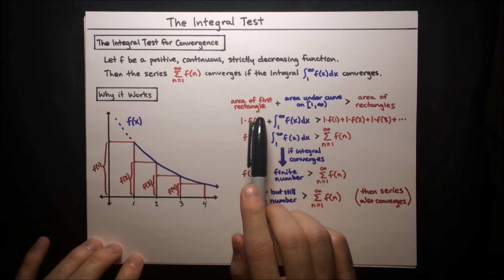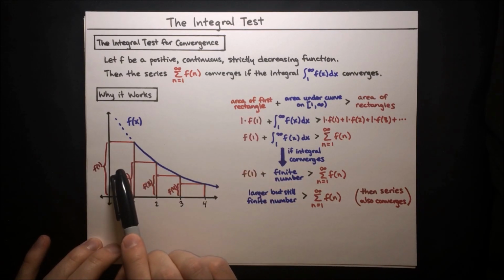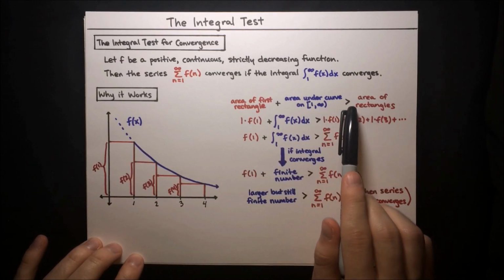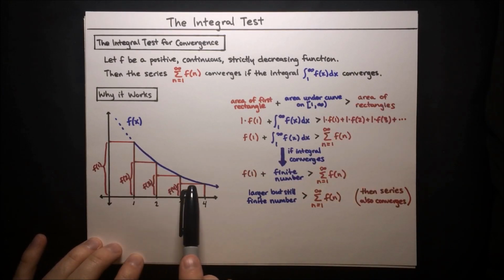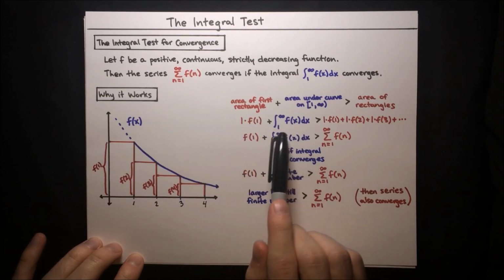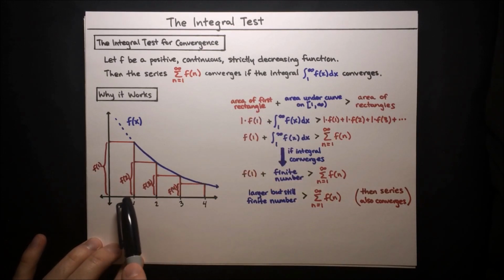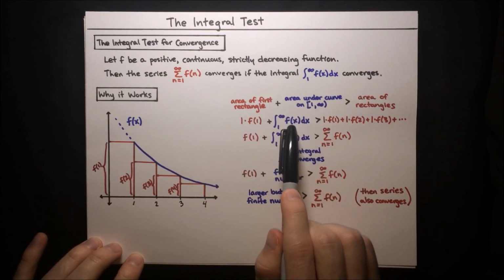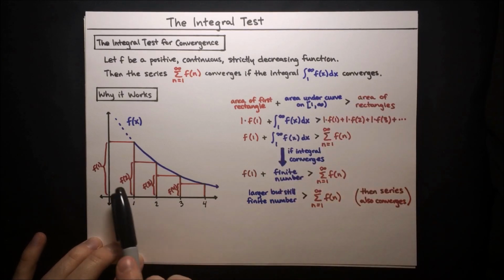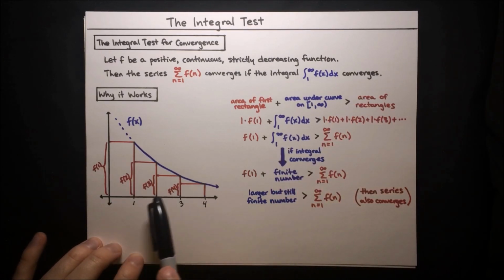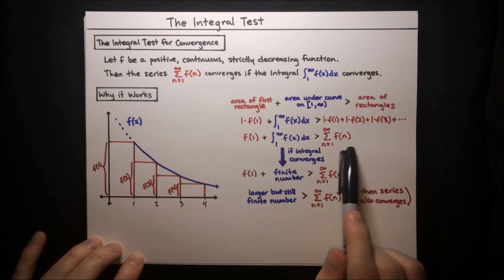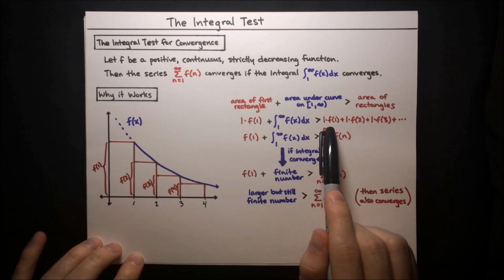So we can set up an inequality: the area of this first rectangle plus the area under the curve from 1 to infinity is bigger than the area of all the rectangles. And we just substitute here. Area of first rectangle, that's just base 1 times height f of 1. And then area under curve, well, that's just the integral like we saw previously. And the area of the rectangles, well, same idea as before, that's just base times height for all of them, and that turns out to be the series of f of n from n equals 1 to infinity.